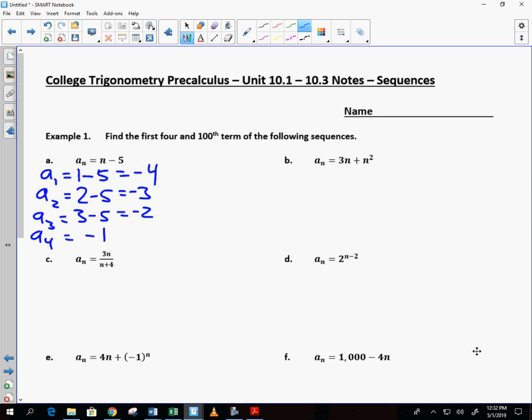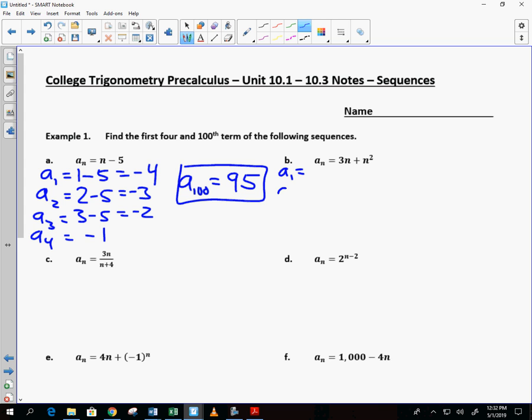Good. What's nice about this formula is it is explicit, meaning that we can plug in a term number and it will generate that term for us. So the 100th term will be equal to 95. Not all sequences are like that. Next one's a little bit more complicated.